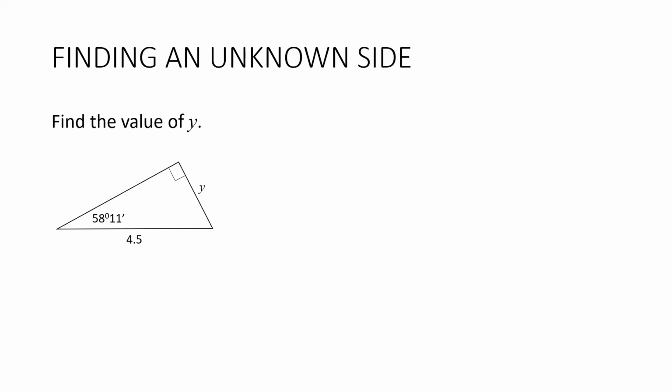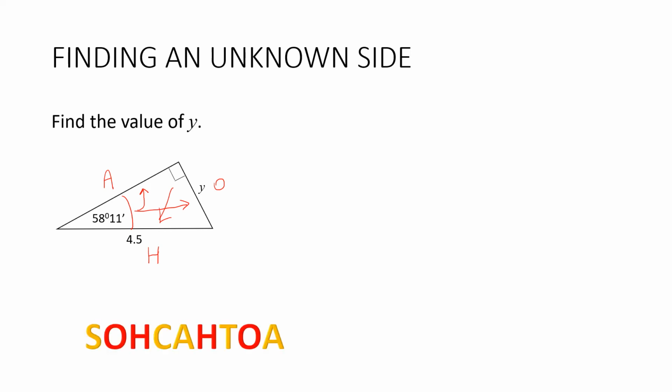Okay, this one's slightly more difficult because we've got degrees and minutes, but we've already learned how to do that. So start the same way, locate the hypotenuse. Here it is. Here's my angle. Opposite the angle is the opposite side, and then next to the angle is the adjacent side. Write down SOH CAH TOA. What do we have here? We've got O and H.